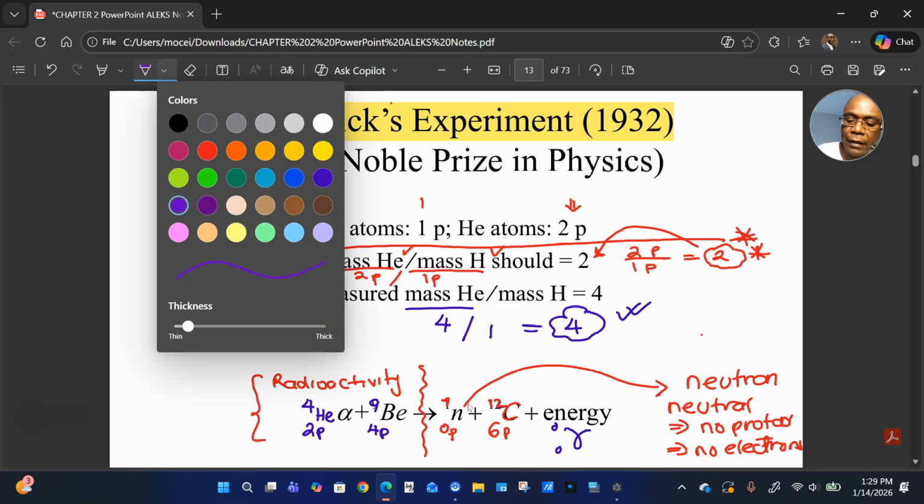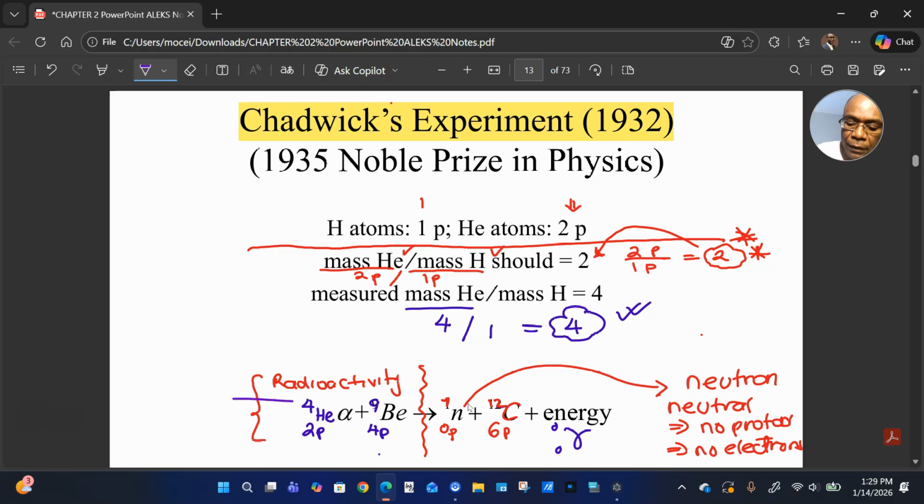Remember that on the superscript, those are the mass numbers. So on the left side, I have 4 and 9. If you add it up, it gives you 13, right? On the right side, I have 1 and 12. You add it up, it gives you 13. So Chadwick was correct. This new particle has a mass of 1.